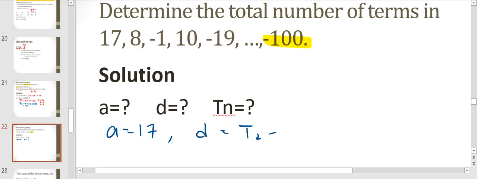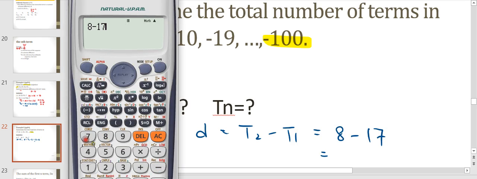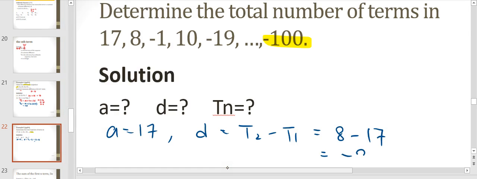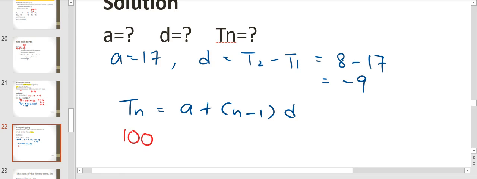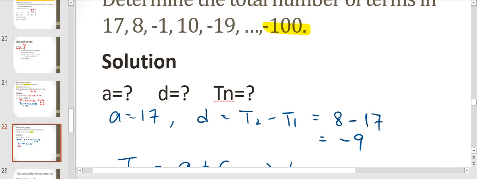Your term 2 minus term 1, that is 8 minus 17. So you have negative 9. In this case, you only know the last term, right? So again, get your formula in. What is your last term? The question already gave you, that is negative 100, from the question here.